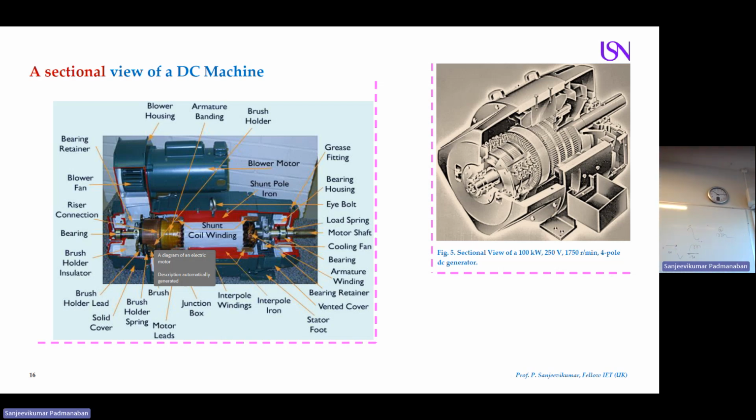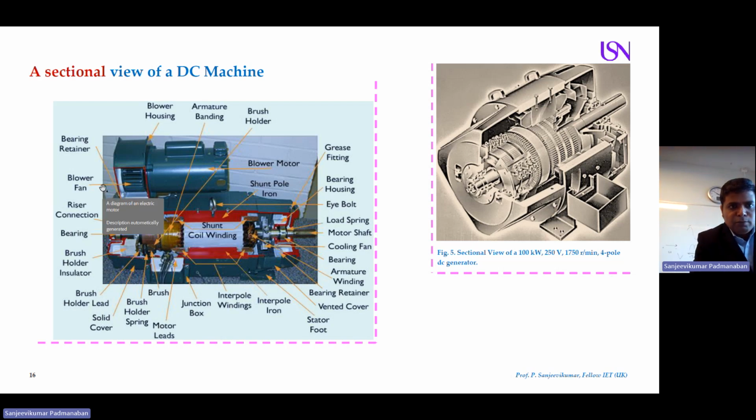All the commutator segments will have individual risers. You can see the risers, each single slot. They are called risers because they carry the connection output to your brushes. And I already explained what a blower is, to cool the machine. So this is an example of how a high power machine is used in industries. Another example I showed you here from your textbook is a 100 kilowatt, 250 volt, 1750 RPM, revolutions per minute, 4-pole DC generator. Then you can have an idea how big it is. What I have shown is nothing here practically.